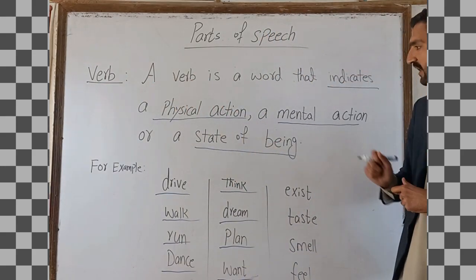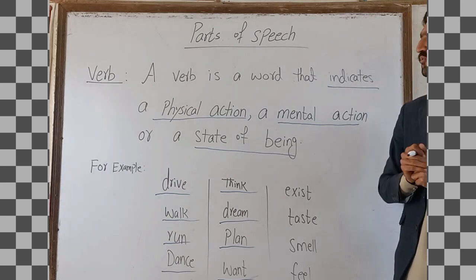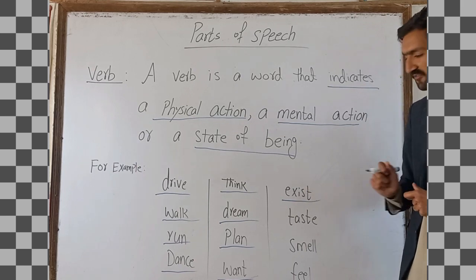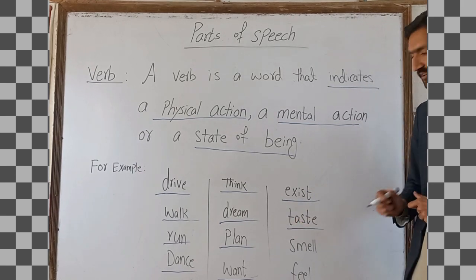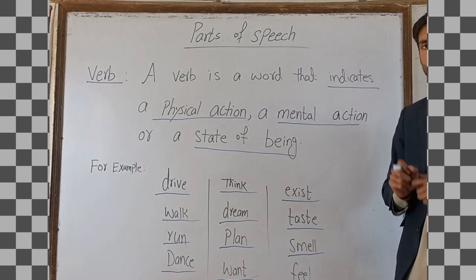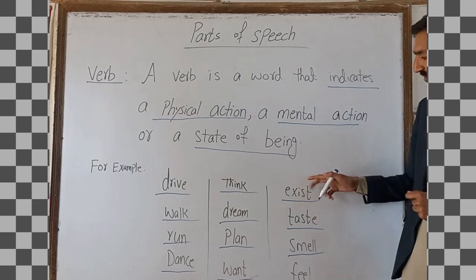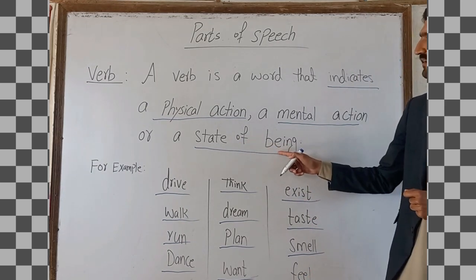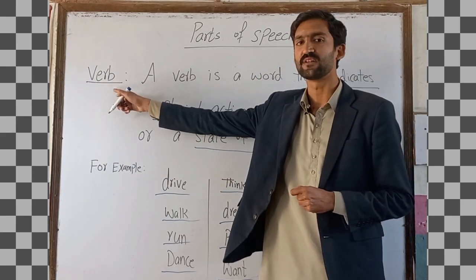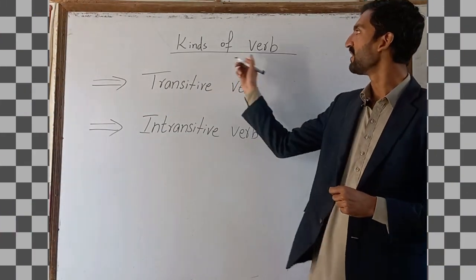Further we have a few states. A few states are also considered to be verbs. First we have exist. Then we have taste. Then we have smell. And at the end we have feels. So these are a few states of being which are linked with the verb. Further we have different kinds of verb.